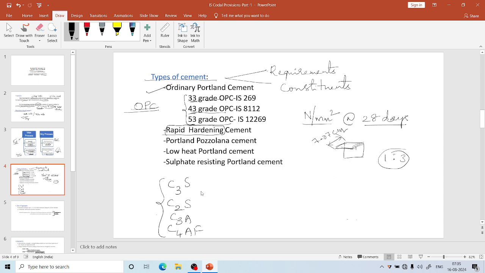So if C3A is more, the setting and hardening of the cement, like the early gain of strength, will be more.